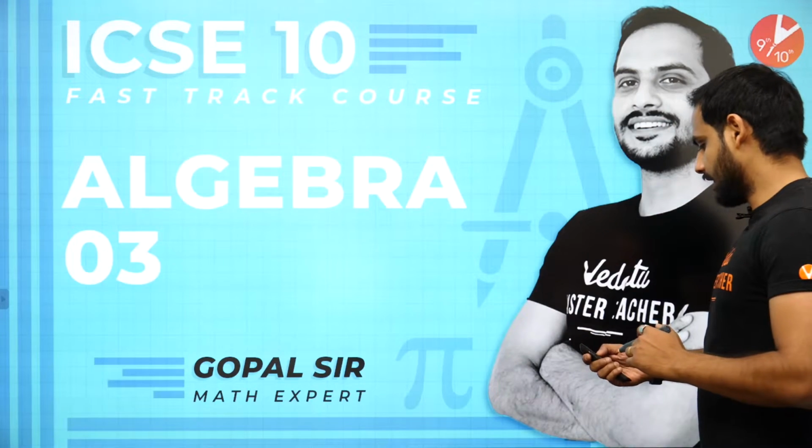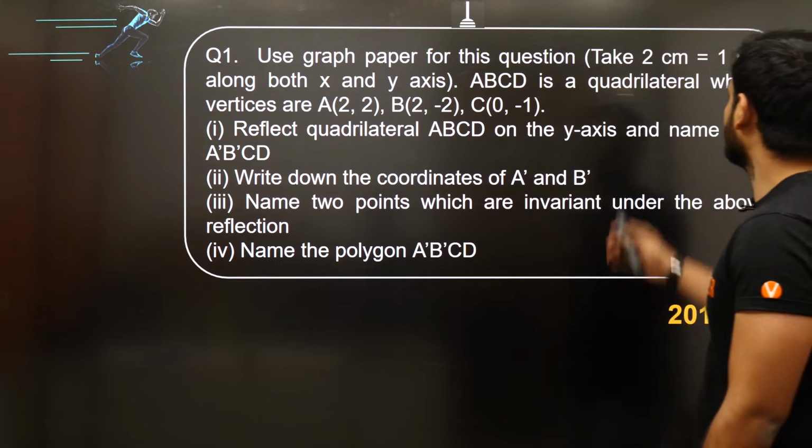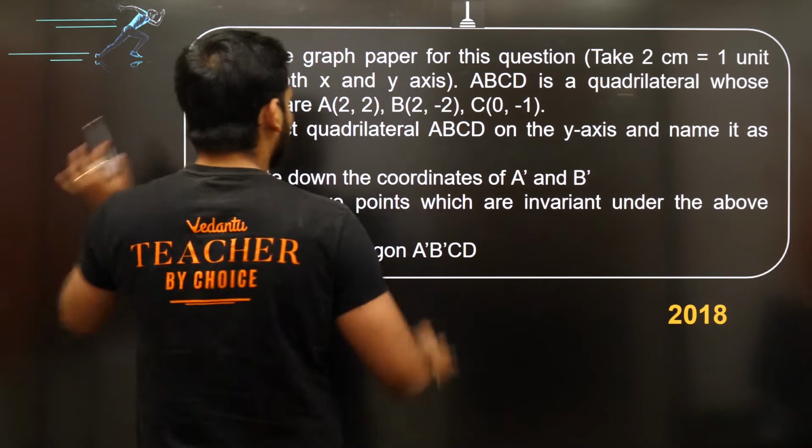So let us start the class, beta. So the first question we have is this: use graph paper for this question. 2 centimeter is equal to 1 unit. Okay, so these units they have given.